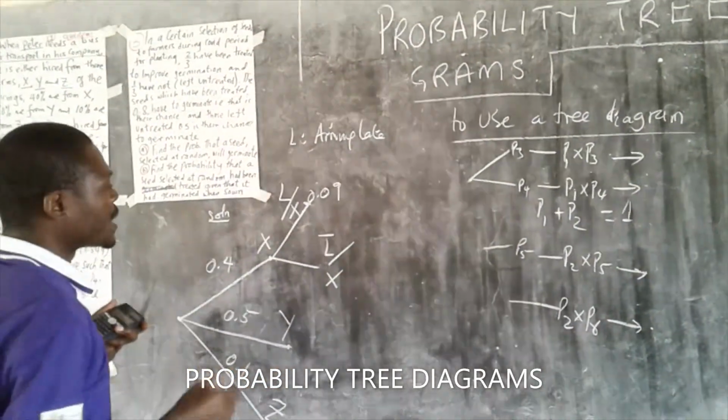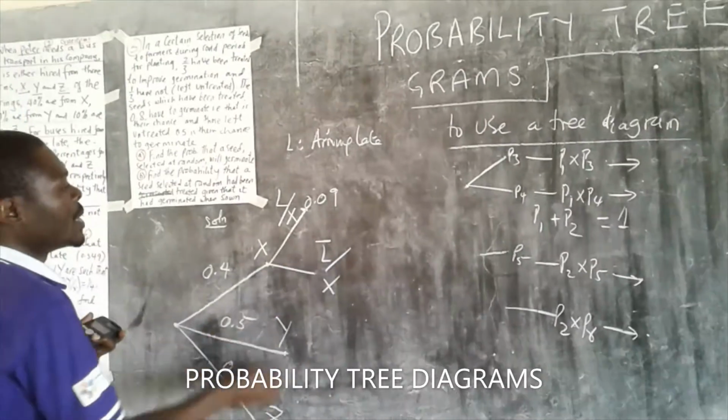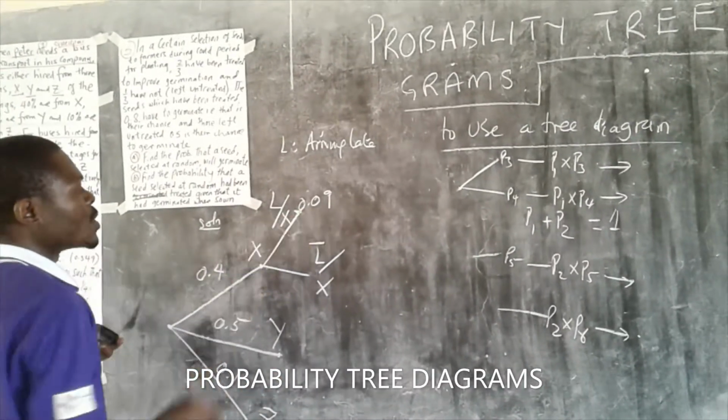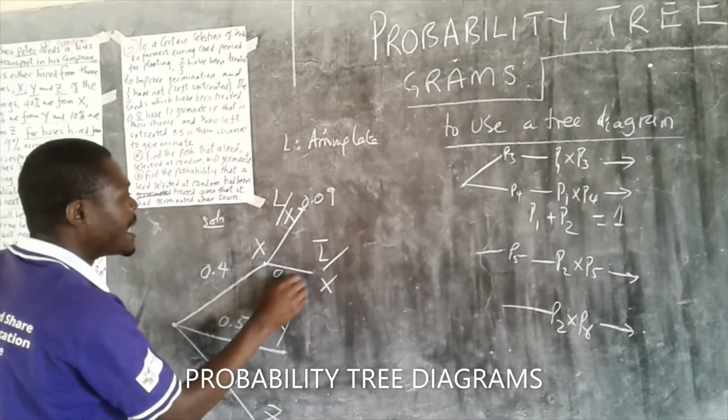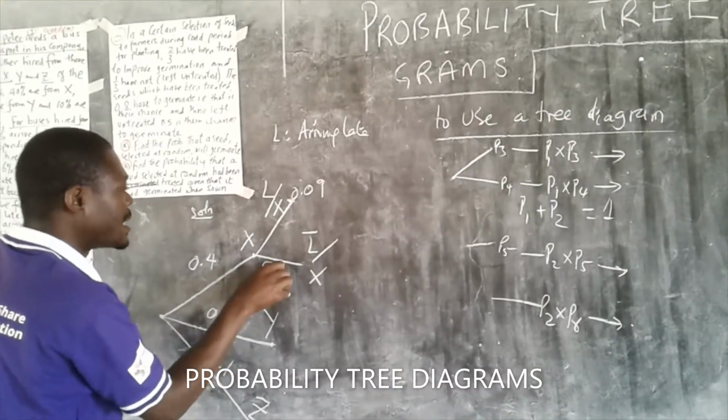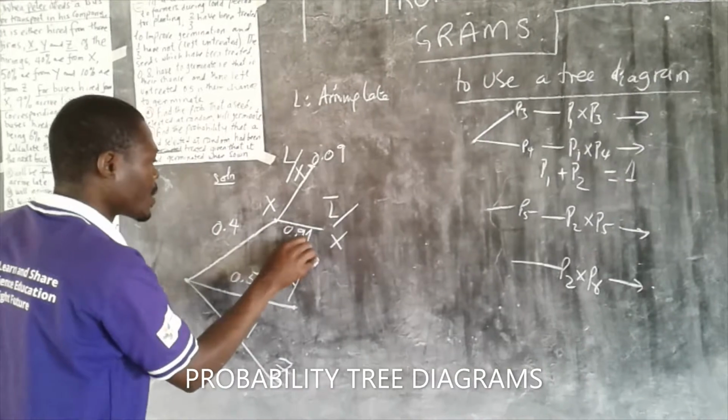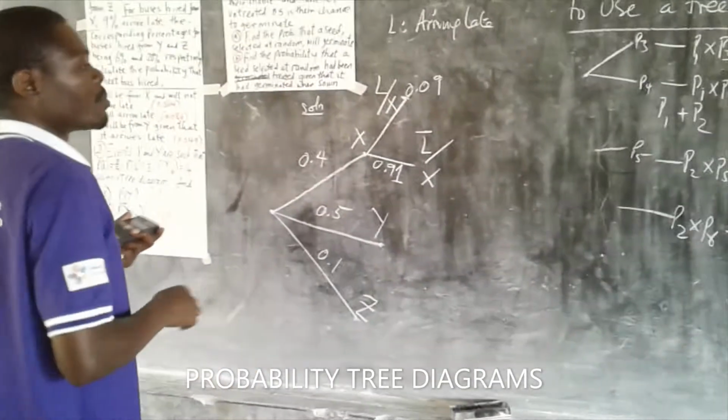Now, buses may be from X and not arrive late, given that they are from X. And since we know that when you add here, you get 1, then you shall get 1 minus 0.09, giving us 0.91. 1 minus 0.09 gets 0.91.